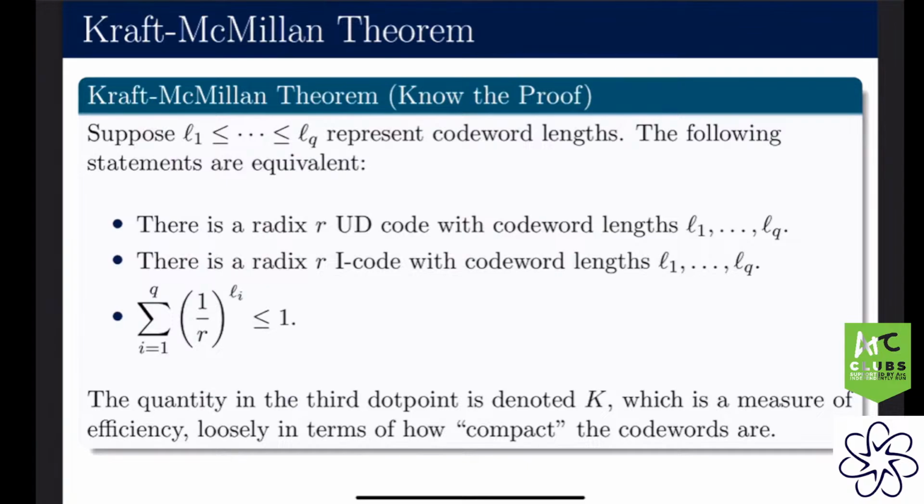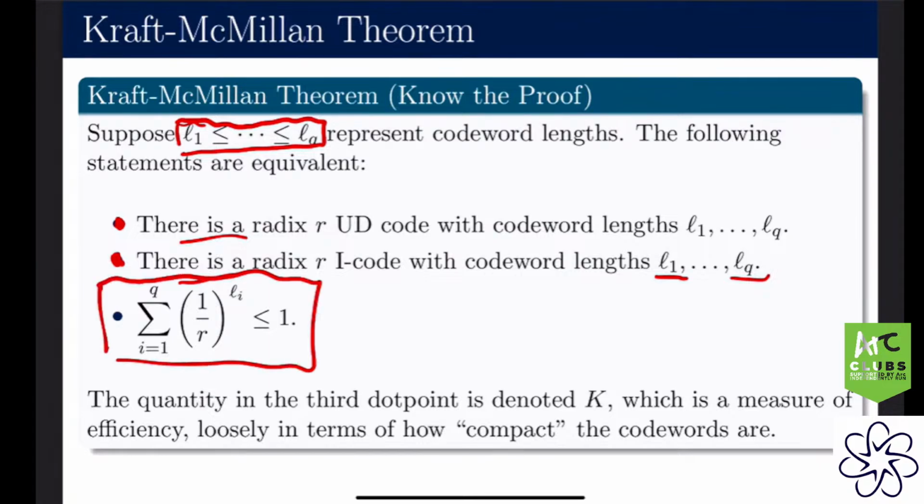Anyway, let's actually talk about this theorem. It's been on the screen for a little bit. It says that, let's say we have some set of lengths that we want to be code word lengths. Then the following statements are completely equivalent. There is a radix R uniquely decodable code with code word lengths L1 up to LQ. There is a radix R instantaneous code with lengths L1 to LQ. So these two statements are about existence, yeah? They're saying there exists. And we're saying that the existence is exactly equivalent to this statement being true. This is kind of the bread and butter of the Kraft-Macmillan theorem.